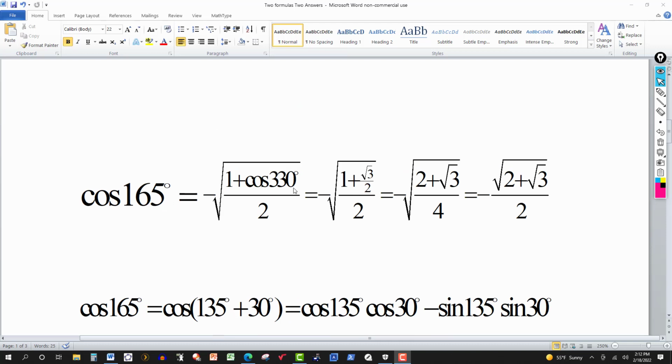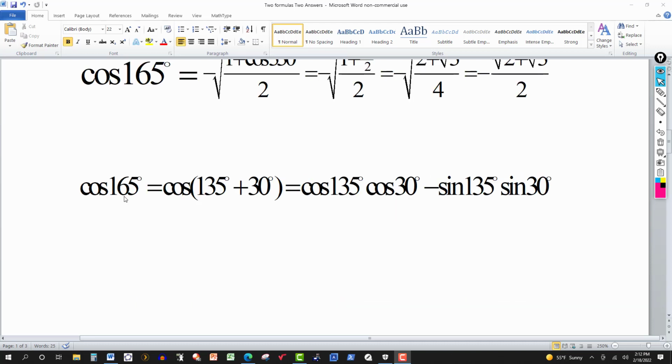165 has to be half of this angle. So we multiply 165 by 2, we get this. And there's what we worked out. I put a link to the video in the video description, so I won't go over that right now. And then I said, using this method, we can write cosine of 165 as a sum of two angles.